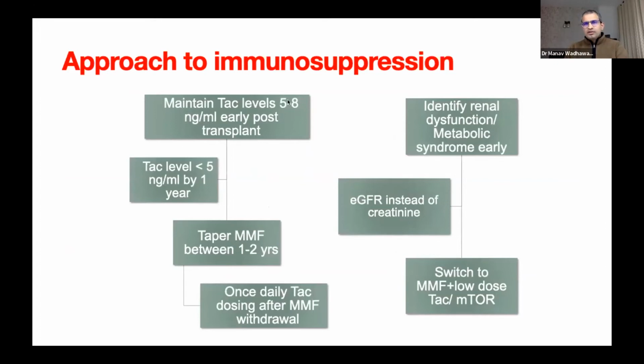Early after transplant, even 8 is high. We generally maintain 5 to 6. We get it down to less than 5 by the end of first year. In a standard patient, we'll taper mycophenolate and shift to once daily tacrolimus if possible. We try to identify renal dysfunction and metabolic syndrome early. And NASH patients also come in this category. We use eGFR instead of creatinine, and we switch to either a low dose tacrolimus with mycophenolate or an mTOR inhibitor with a very low dose tacrolimus.